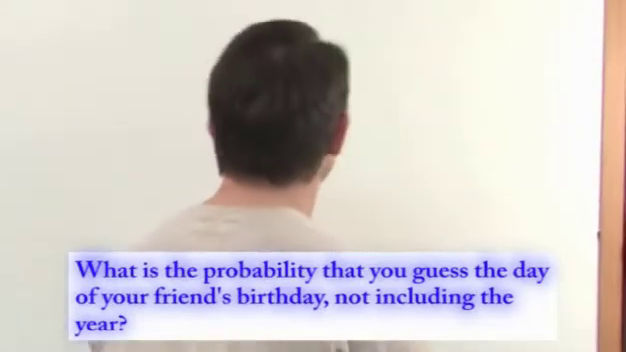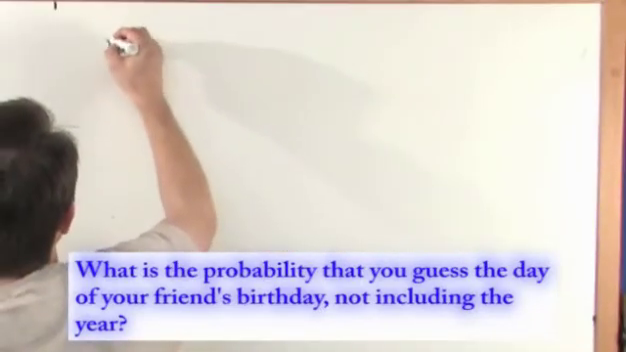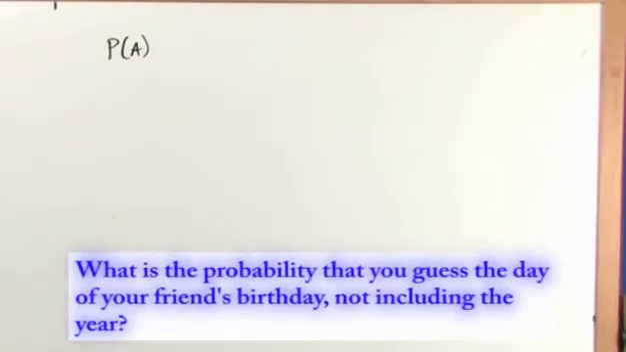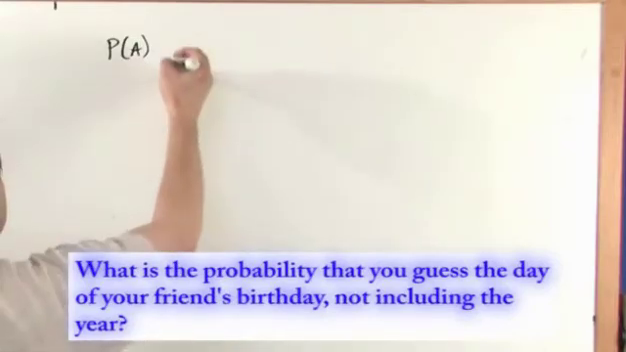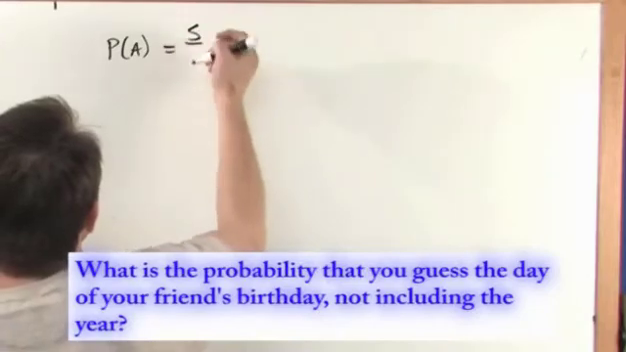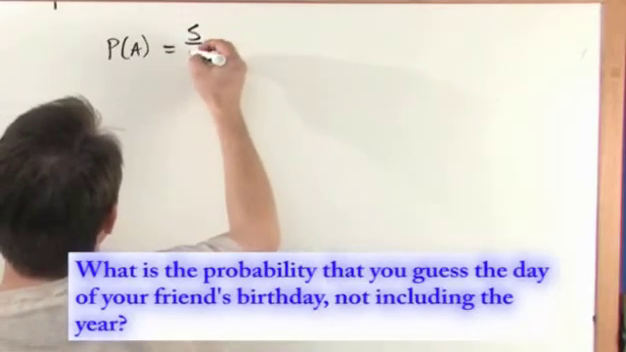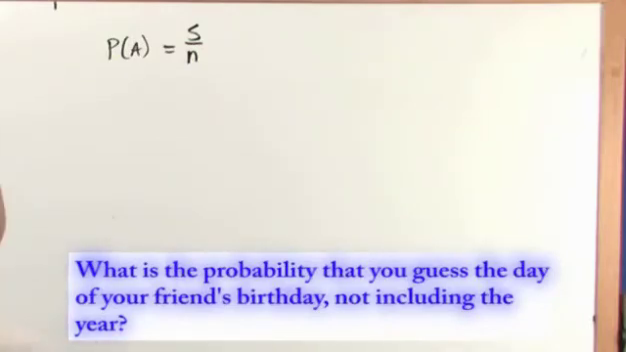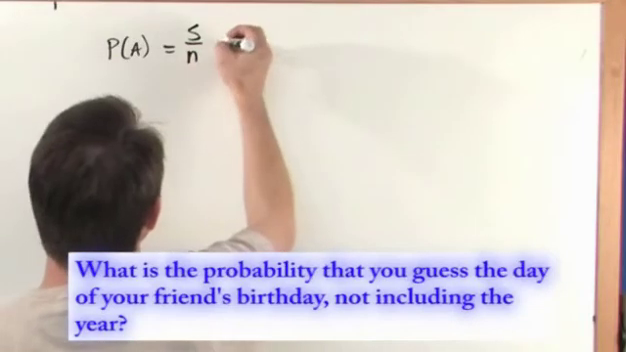Well, what you would do is you would say the probability of that event A, where the event A is guessing your friend's birthday correctly, is going to be equal to the number of ways that you can successfully do that divided by the total number of ways in which that little experiment can end, the total number of guesses, basically.